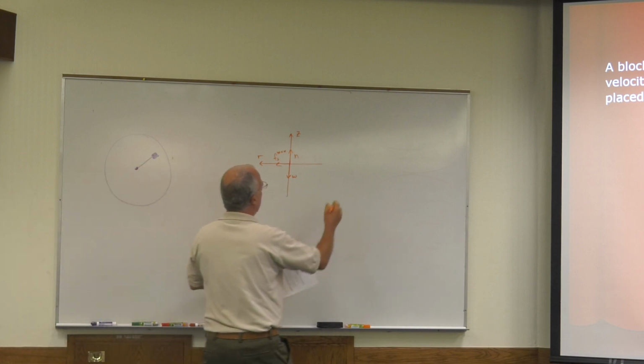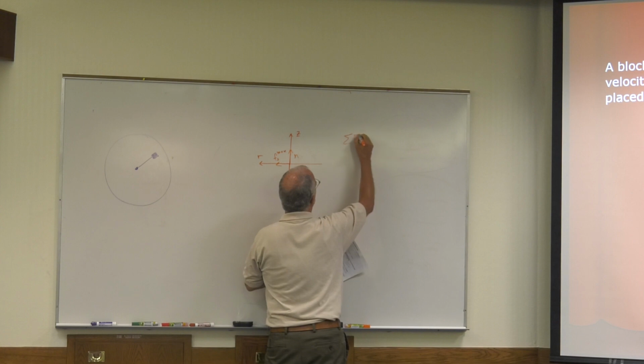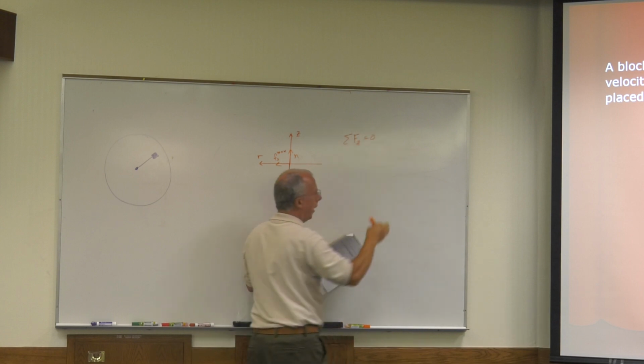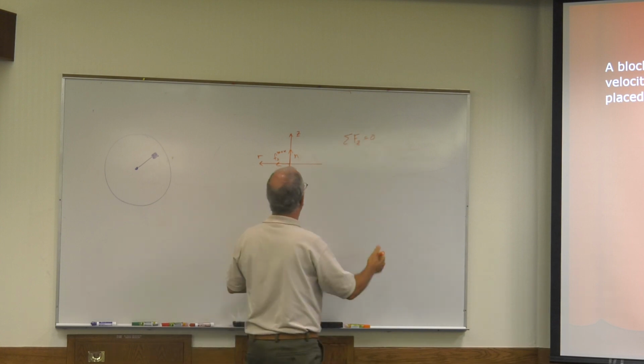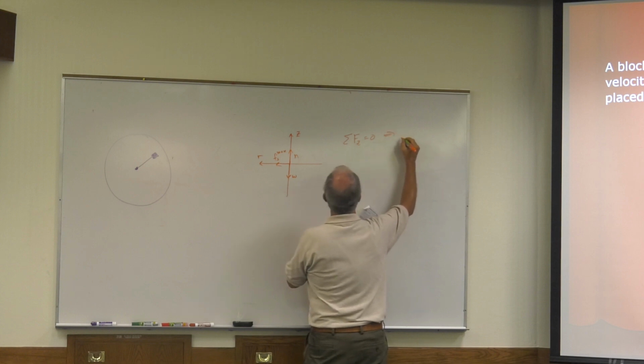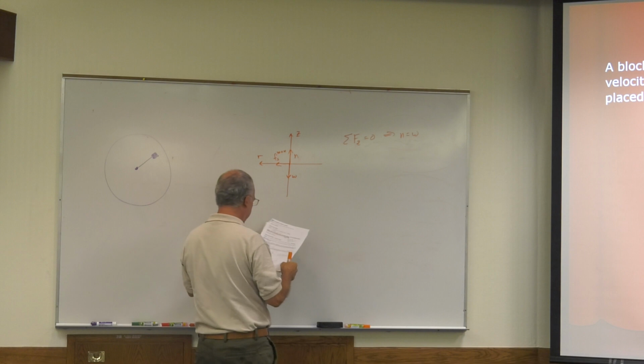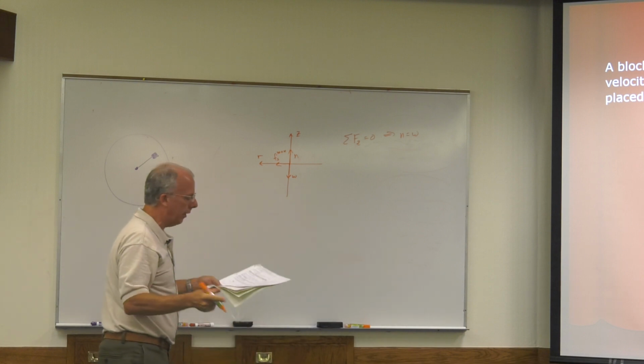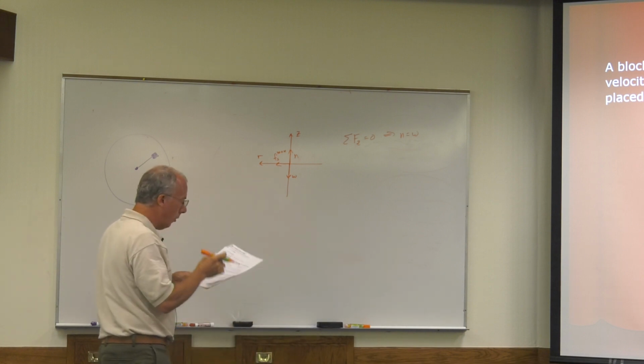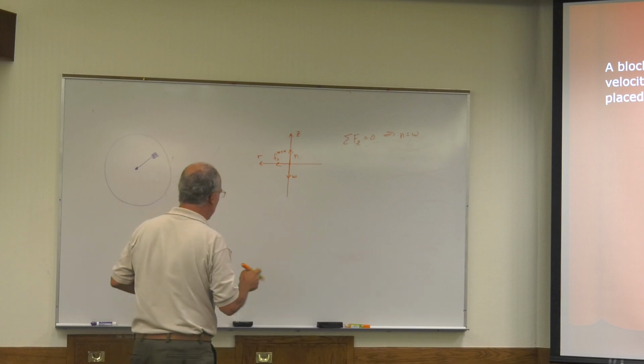Okay, so let's do it. So the sum of the z forces has to be 0, right? It's not accelerating up or down. So therefore, we know that the normal force equals the weight, right? This has to equal that. Okay, so that's old hat. That's nothing new. But now we want to do the new part. Now we want to do the radial.